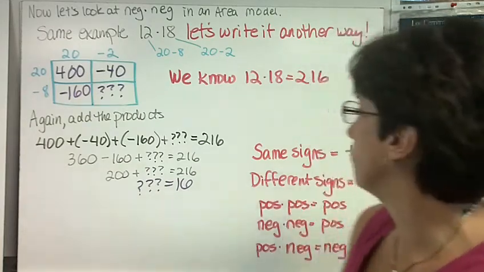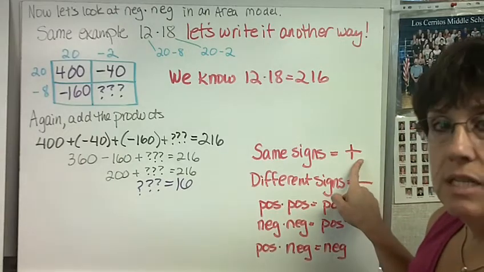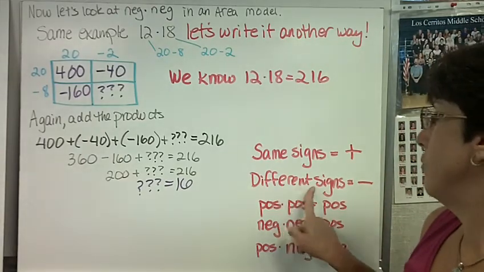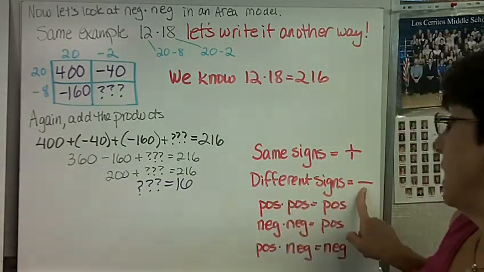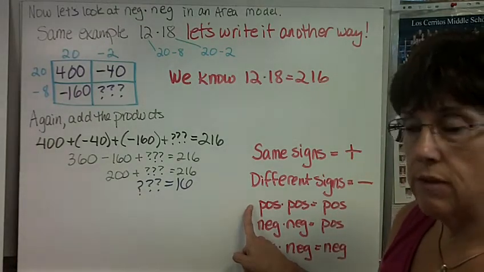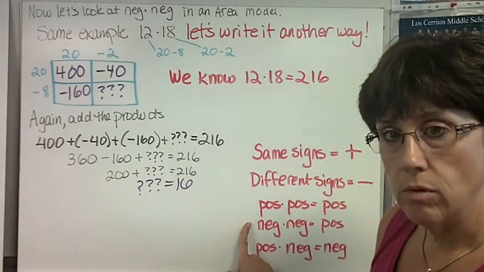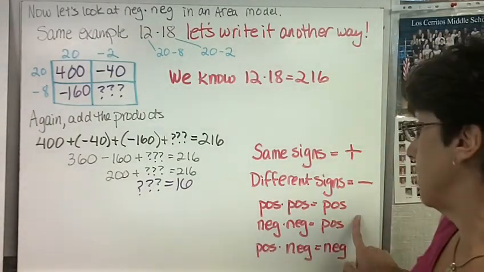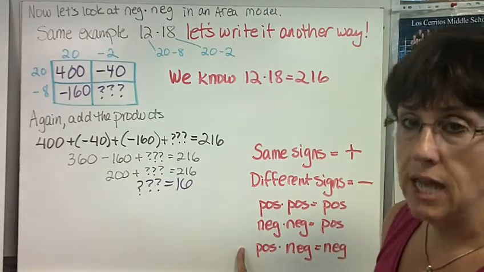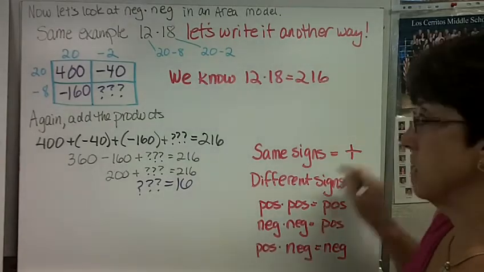But here's the rule. If you have the same signs, you get a positive answer. If you have different signs, you get a negative answer. So positive number times positive number gives us a positive answer. Negative number times negative number also gives us a positive answer. The only way to get a negative answer is if we do positive times negative or negative times positive.